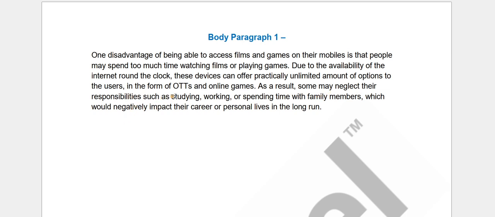What kind of responsibilities are we talking about? Like studying, working, or spending time with family members. And obviously the negative is that it will impact their career or personal lives. I hope it is clear. Now we're going to give an example.